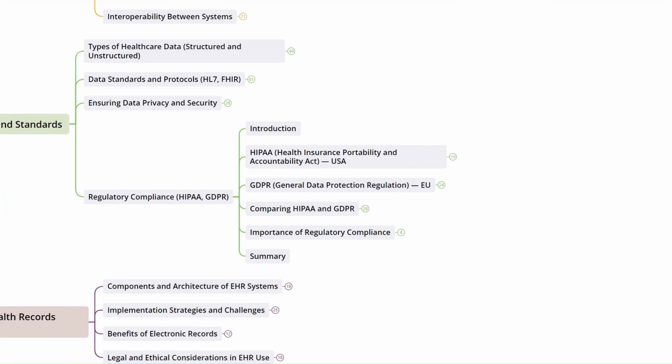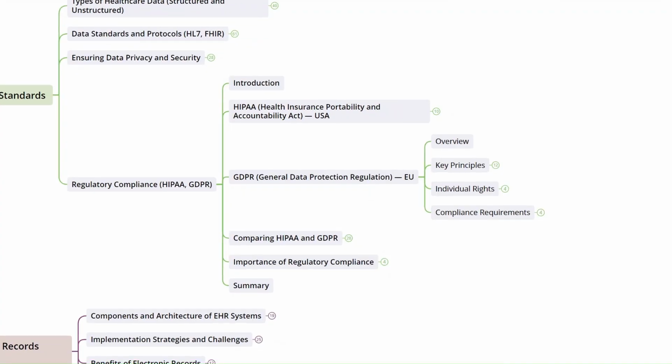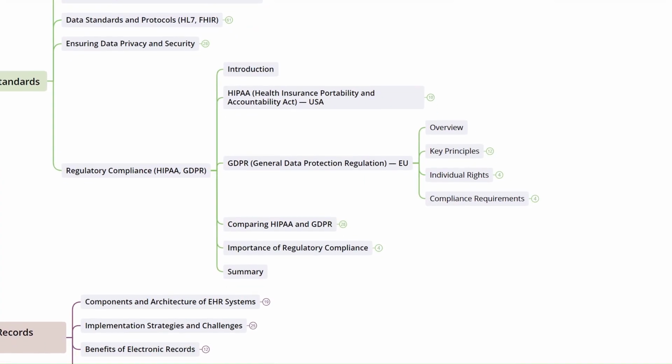Next, GDPR, also referred to as General Data Protection Regulation for EU. Overview. Implemented in 2018, GDPR emphasizes personal data protection and individual rights across the EU, affecting any organization processing EU residents' health data.